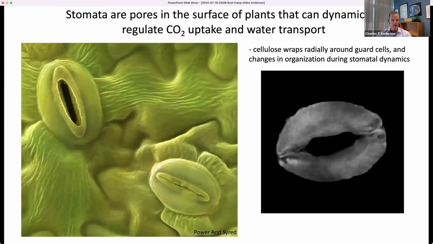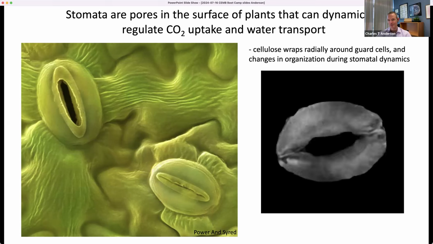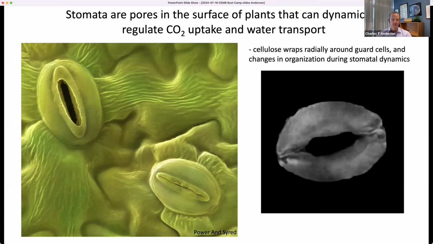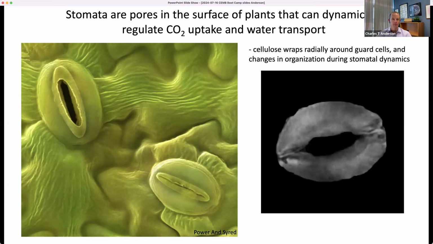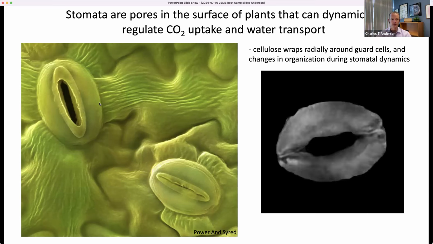Okay. So I'm going to jump into a little bit of mechanobiology that deals with something that I don't study in the CEMB, but another part of my lab studies. And these are stomatal guard cells. They're some of my favorite cell types in plants. Stomata are pores on the surface of plants that can regulate the uptake of CO2 and the transport of water from the roots up to the aerial tissues.